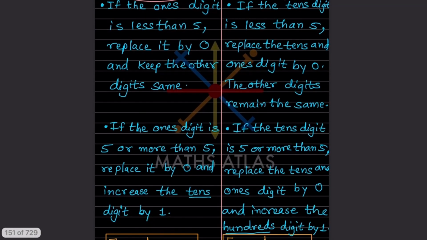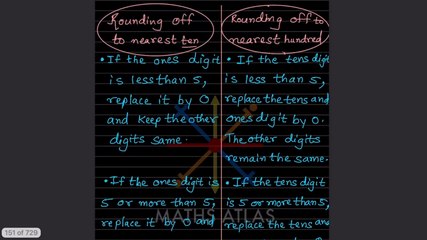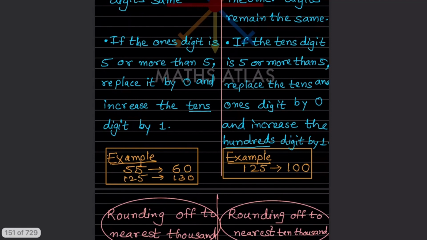Now if the ones digit is 5 or more than 5, same thing, increase the tens place by 1. I have given one example here. Now see, we are going for the tens part. From 55, this is the ones part and this is the tens part. Because we have to go to the nearest 10, we concentrate on the ones place. In this 5 place you are going to put 0, and this will be plus 1. So 5 plus 1 is going to be 6. So the answer should be 60.